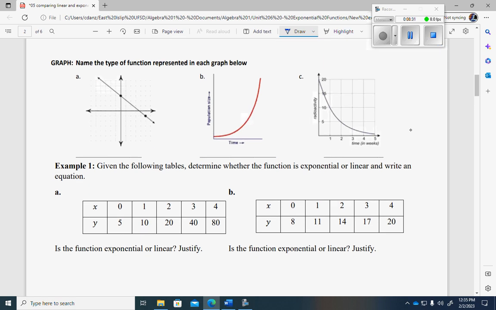So, name the type of function represented in each graph below. Well, since this is straight, it's linear. Since this is curved and constantly increasing, it's exponential. And since it's constantly increasing, it's actually exponential growth. While this one is constantly decreasing, so it's exponential decay.